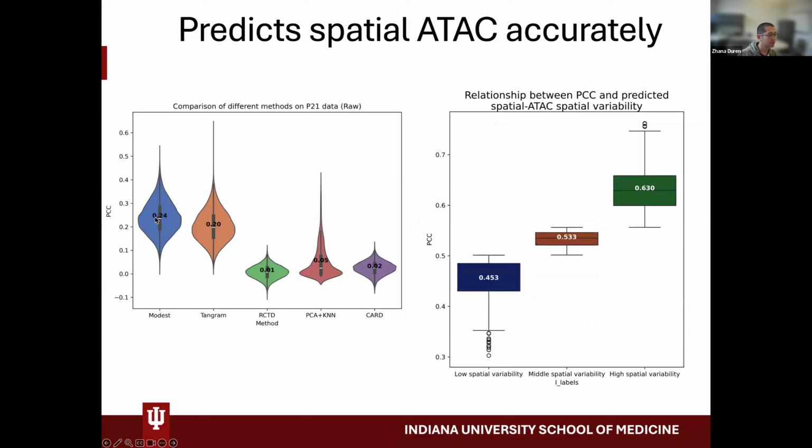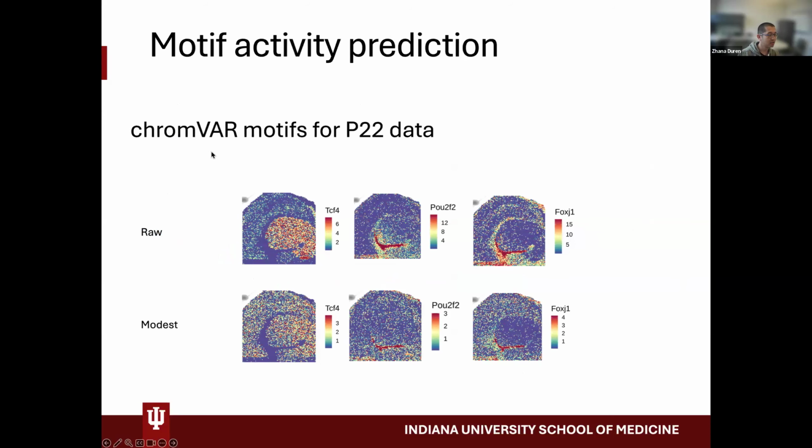And we can estimate this well based on the variational autoencoder framework. If the gene is more spatially variable, we can estimate even better. Then based on that, if we do chromVAR motif scanning, motif enrichment in raw data, these three factors' motifs have this pattern spatially, and our predicted one is highly consistent with the transcription factor's motif activity.